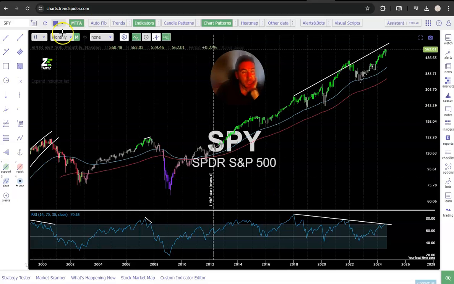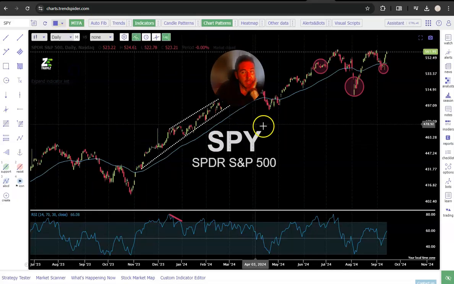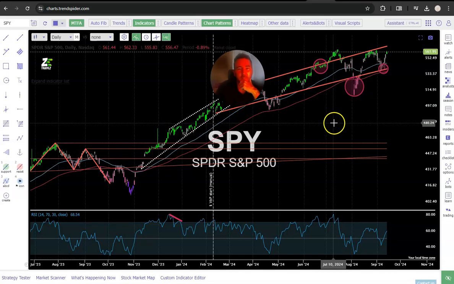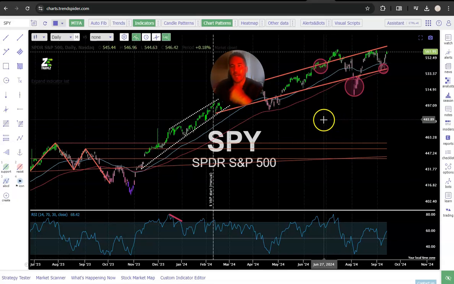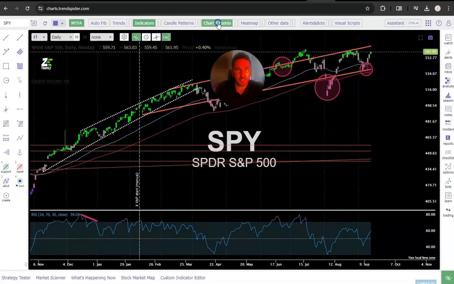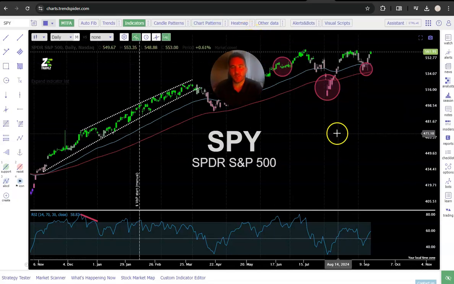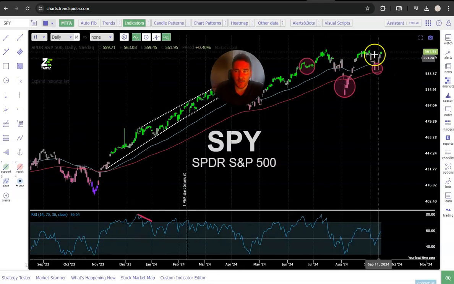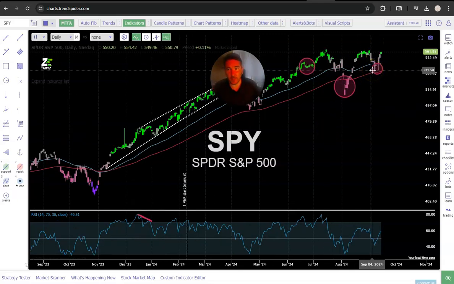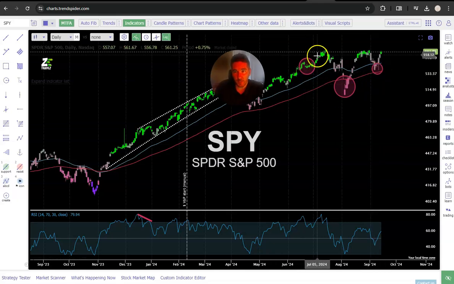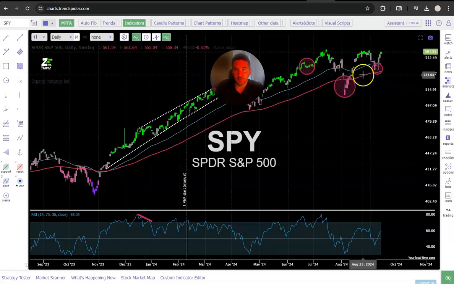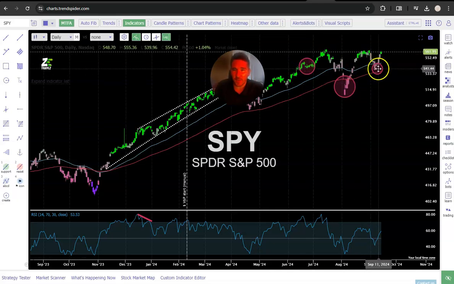So let's take a look at SPY on a daily and see what we got going on here. Let's turn the chart patterns off. We've got an inverted head and shoulders, a beautiful one. I've been calling this out. I didn't think the shoulder was going to dip this hard, but it dipped. So we have an IHS: left shoulder, head, right shoulder.